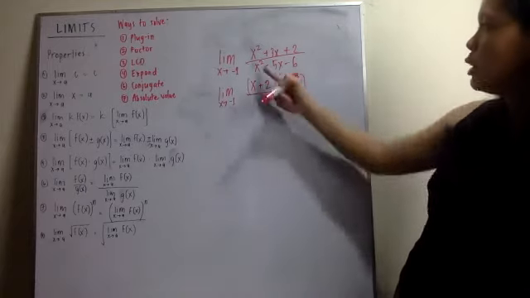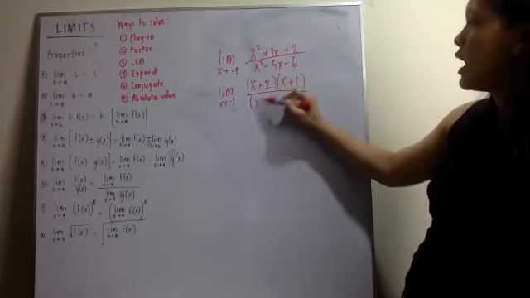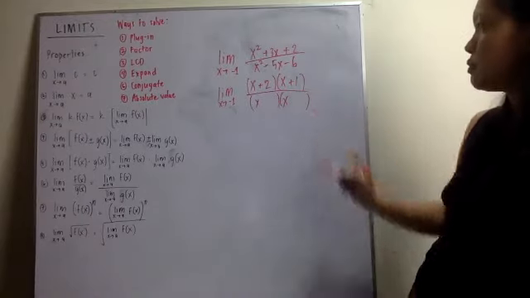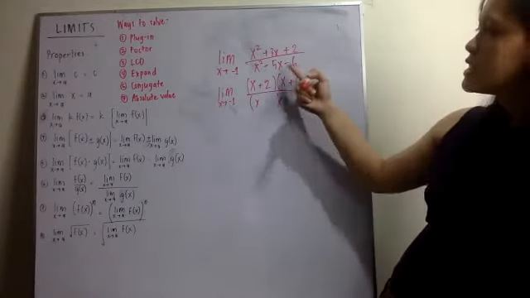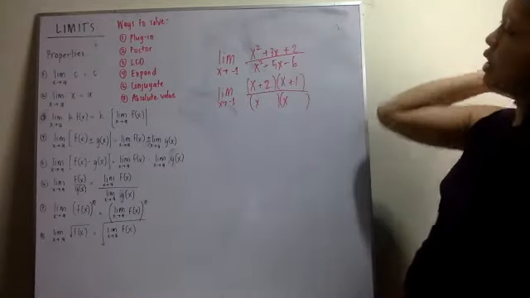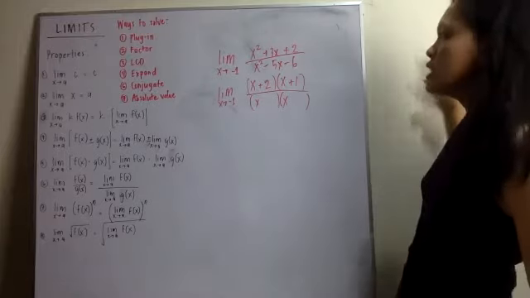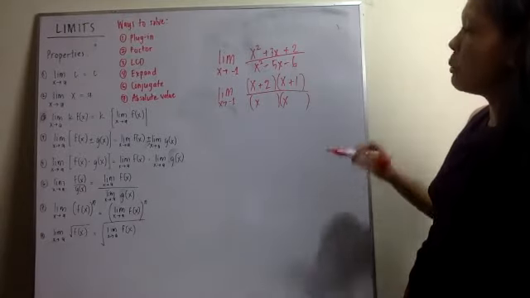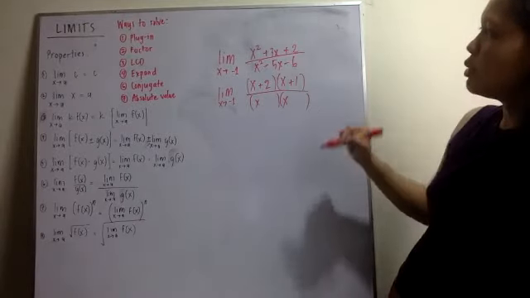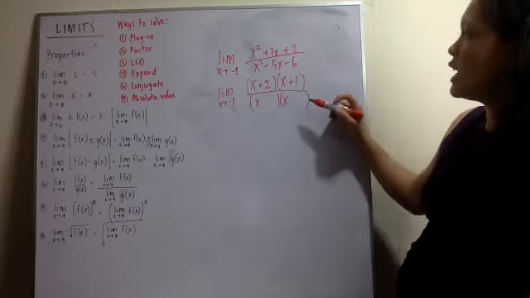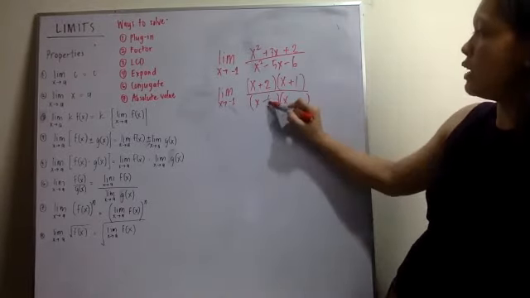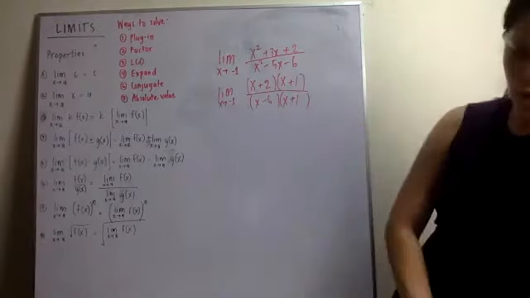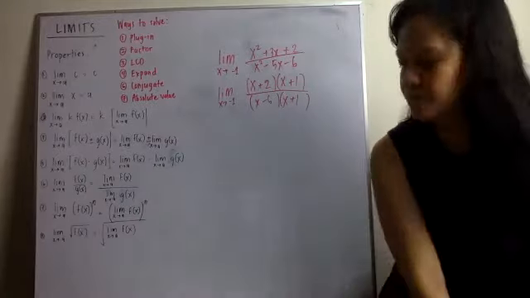Okay? How about the one below? X squared, so x and x again. Factors of 6 that will give us negative 5 when subtracted, because it's negative, so we should subtract. That would be negative 6 and positive 1. Okay? So we have something we can cancel.